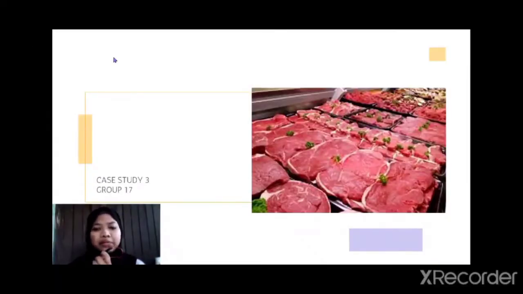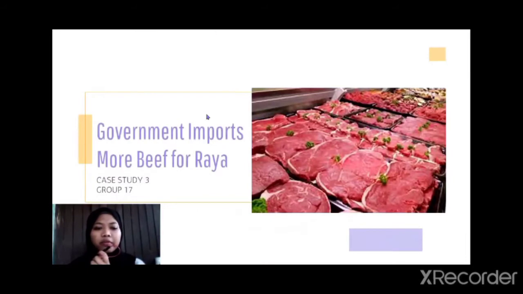My name is Nursyahida Nabila Binti Sanusi, metric number A20A1840. I'm from group 17, and today me and my friends are going to talk about government import more beef for Raya, which is case study number 3.